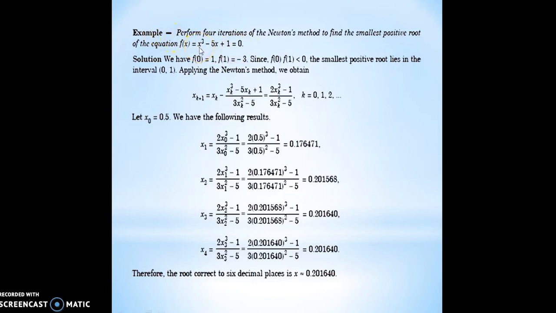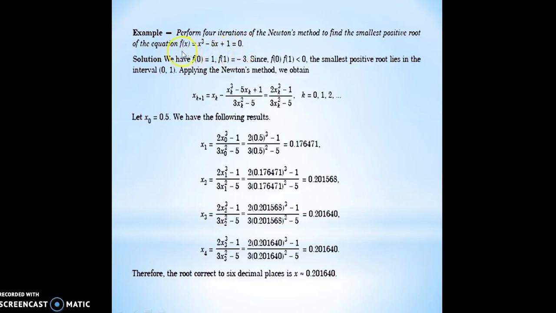That is x cube minus 5x plus 1. This is the f of x. So f dash of x will be 3x square minus 5, and the derivative of 1 is 0. So 3x square minus 5. This is the derivative f dash of x. Now we have to find the initial approximation. So how will you find that initial approximation?